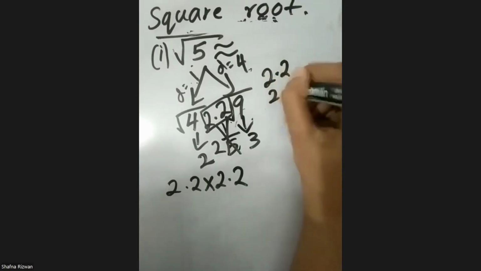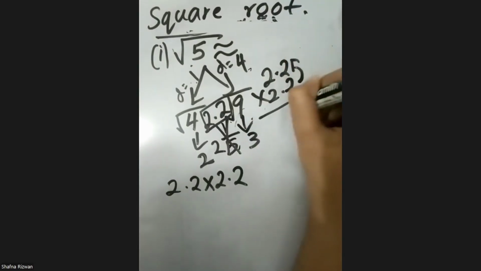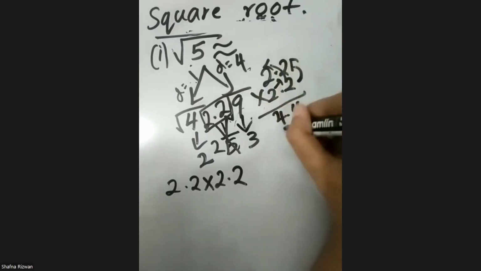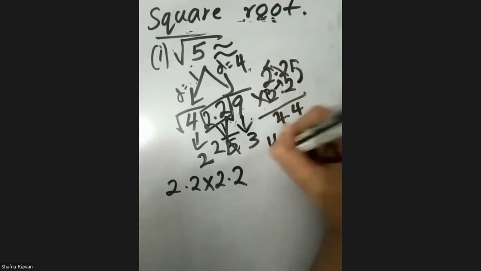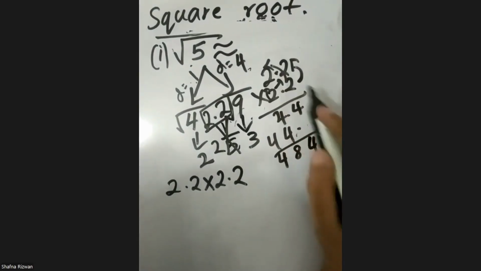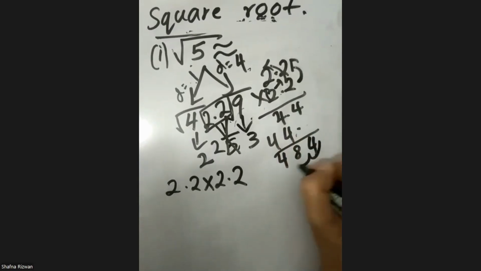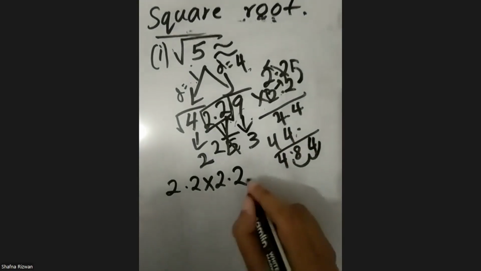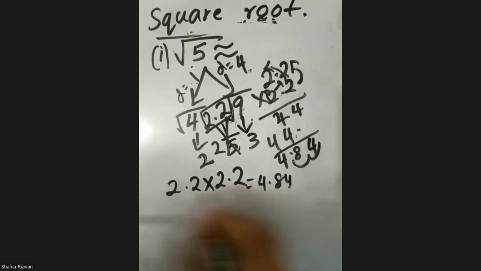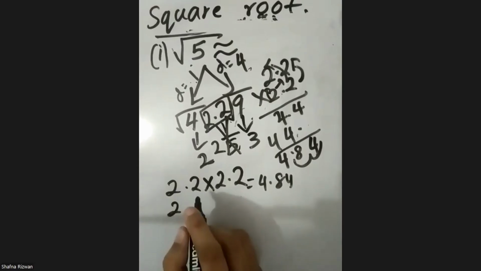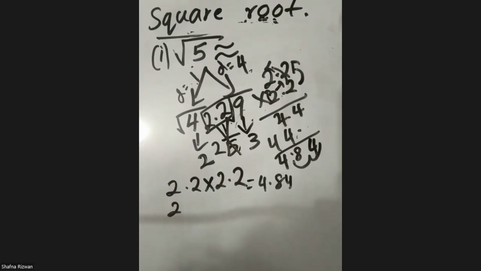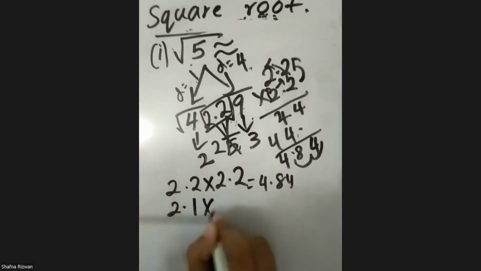Let's do it. 2 multiplied by 2 is 4, 2 multiplied by 2 is 4, and then again 2 by 2 is 4, 2 by 2 is 4. Now here 4, 4 plus 4 is 8, and here 4. Okay, here there are 2 decimal places, so take it like this, and you will get 4.84 as your answer. Now let's go through 2.1 and see.